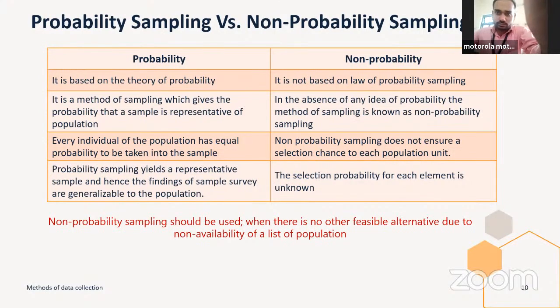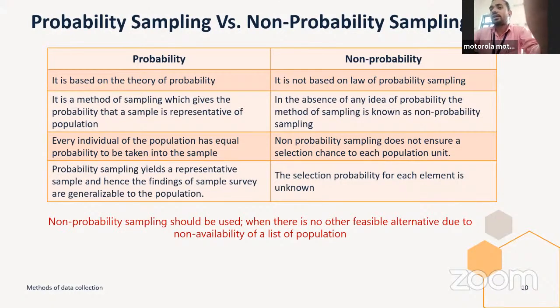Next is a probability sample. We can say it yields a representative sample. It means it will help to take a true sample from the population.